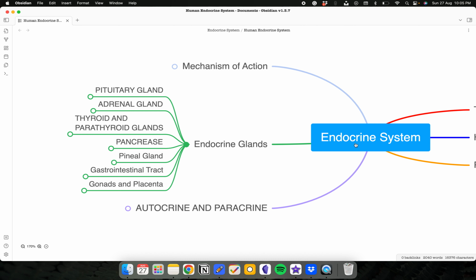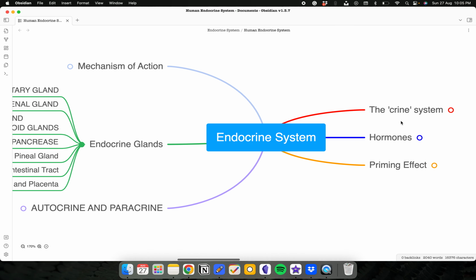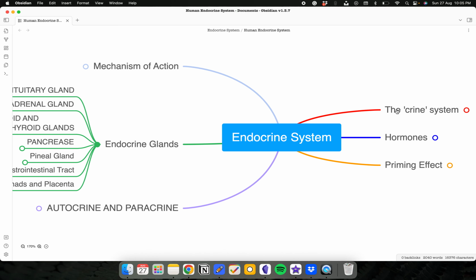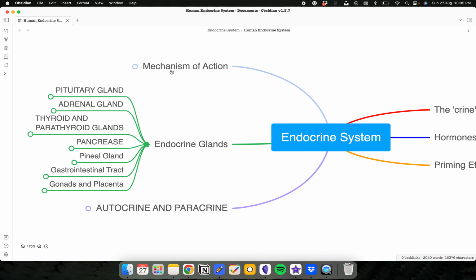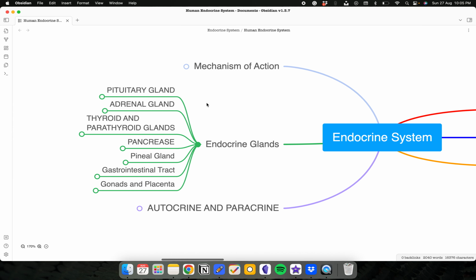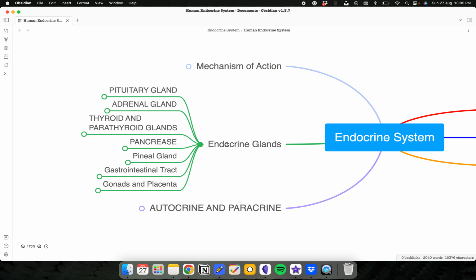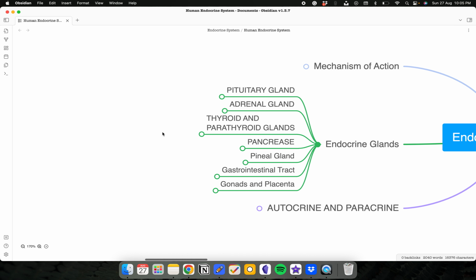Channel, we are discussing the endocrine system. We have covered now most of the endocrine system parts: the endocrine system, hormones, priming effect, autocrine, paracrine, mechanism of action. We are now dealing with the endocrine glands, and among them we have discussed already pituitary gland, adrenal gland, and thyroid, parathyroid. Today we'll be discussing the pancreas.